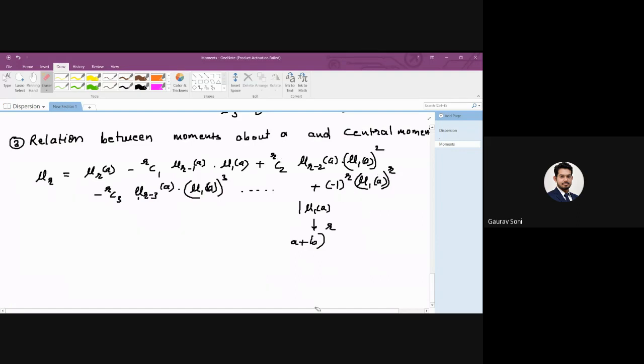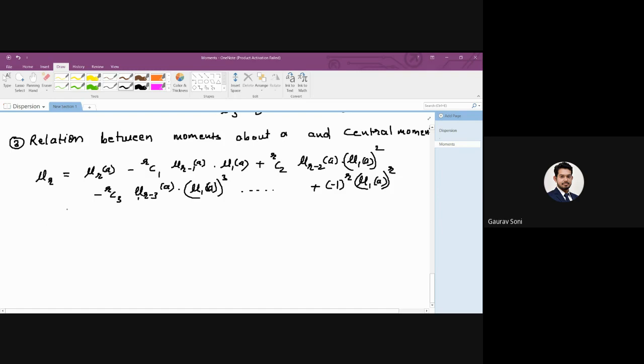Okay. And what is happening? Mu r, and it is going on decreasing. You have mu r of A, mu r minus 1 of A, then mu r minus 2, and so on. The other one, as I said, the value B is actually mu 1 of A. So mu 1 of A is there, then mu 1 of A square, mu 1 of A cube, and it goes up to mu 1 of A raised to r. So this is how we can remember.